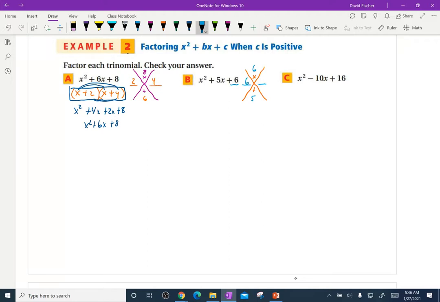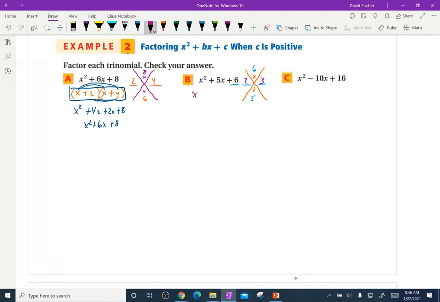6 times 1 is 6. But I can't get a 5 unless I put this as a -1. But then I'm back here and say 6 times a -1 is a -6. So it's not 6 and 1. Okay. Another way I can get 6 is 2 times 3. 2 times 3 is 6, but 2 plus 3 is also 5.